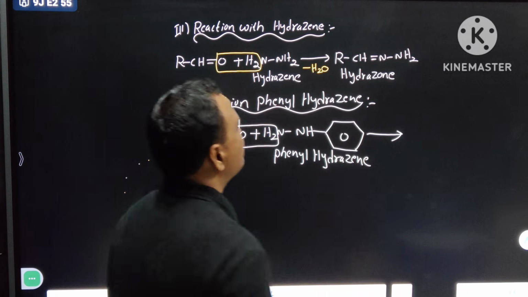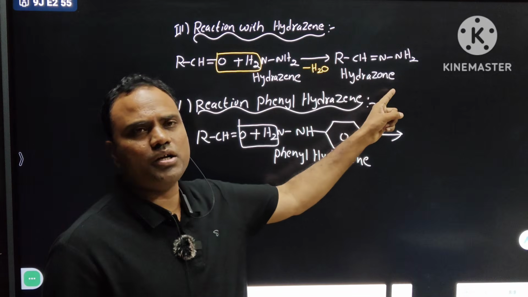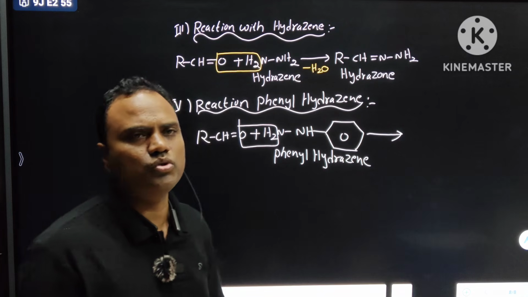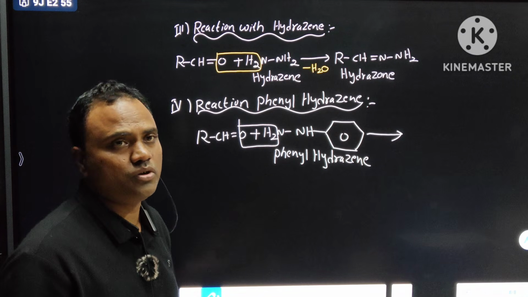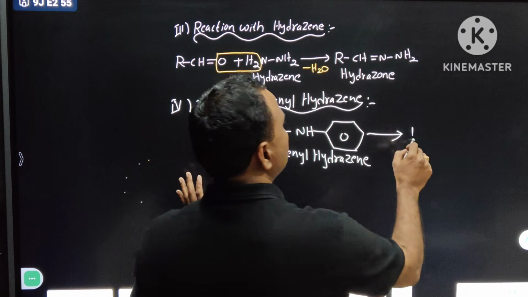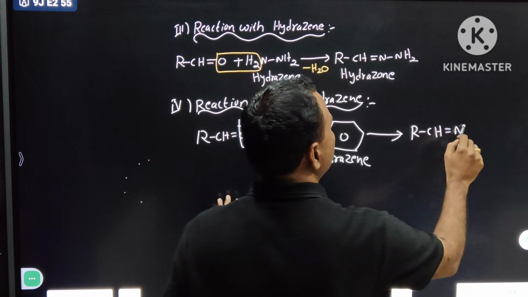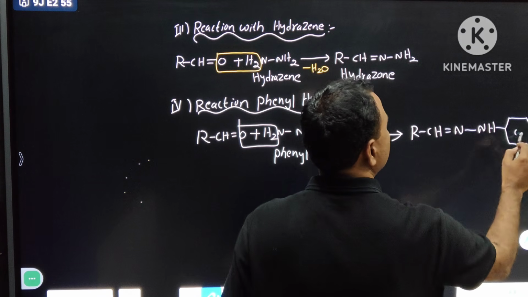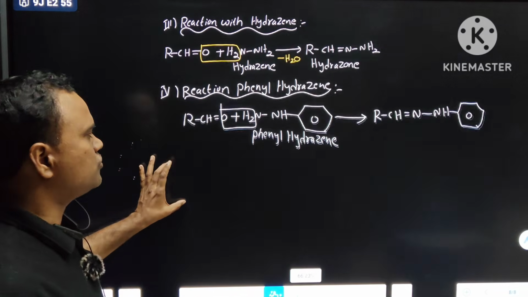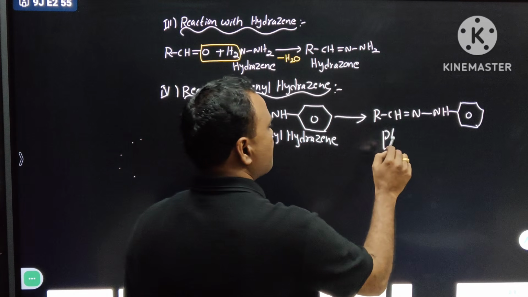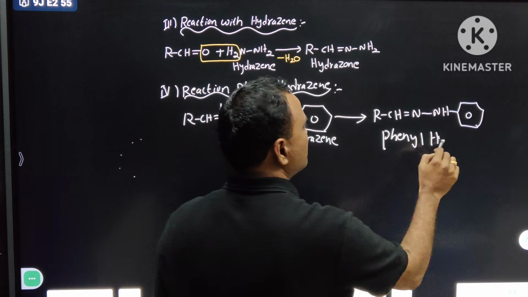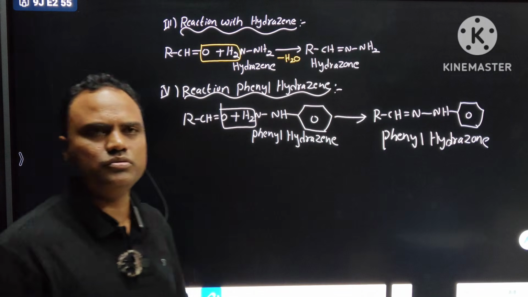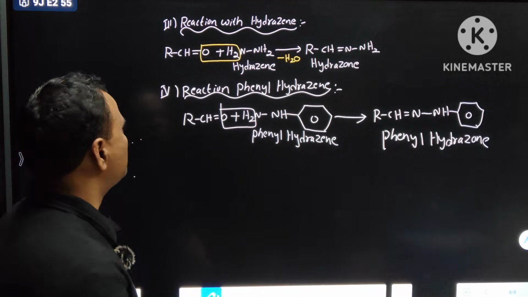Then what we will get? Guess the name. This is hydrazine, this is hydrazone. Tell me, guess. Phenyl hydrazone. Sometimes names also will come. So write the product RCH double bond N NH phenyl hydrazone. Phenyl hydrazone. Clear?